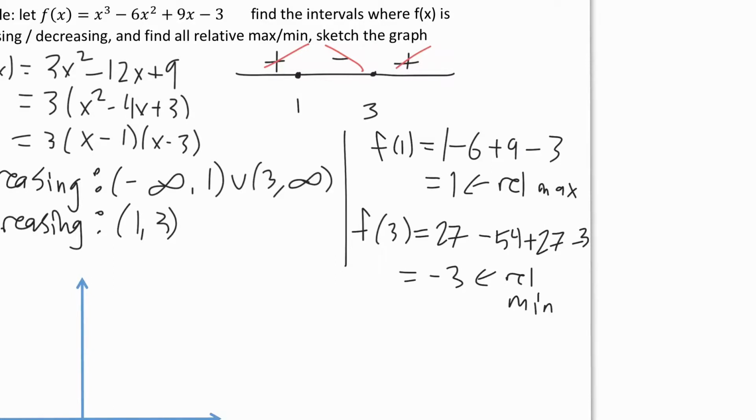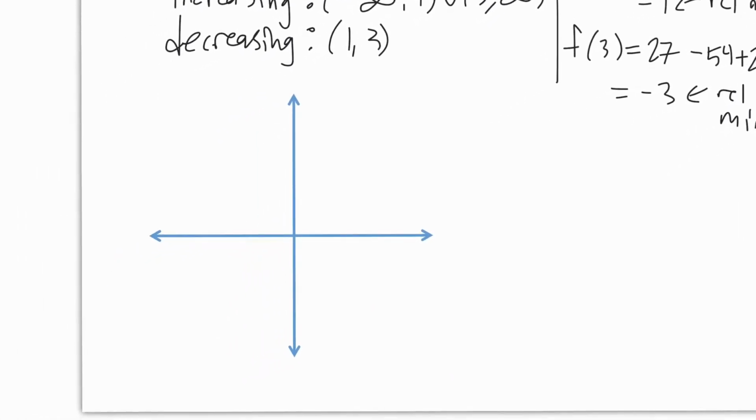Well, let's go ahead and sketch the graph. So this is our x-axis. This is f of x. We know over at 1 and 1, we're going to have a point. This is going to be a relative max at 1 and 1. And then over at, well, 3 and negative 3, we're going to have a relative minimum.